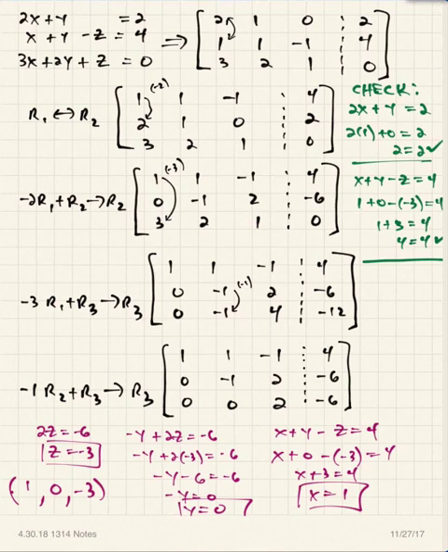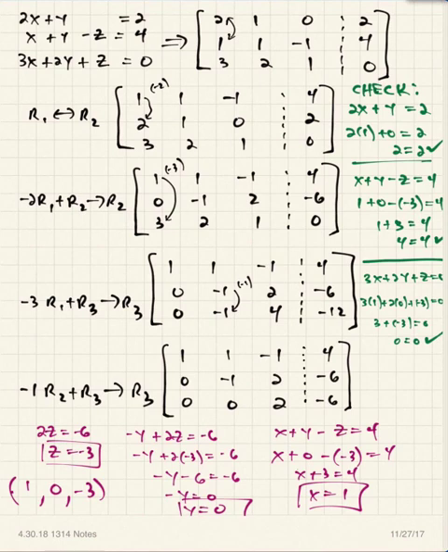So this last one would be 3x plus 2y plus z equals 0. So you get 3 times 1 plus 2 times 0 plus negative 3 equals 0. And sure enough, you get 3 plus negative 3 equals 0, or 0 equals 0. Check. So now I know I'm good. That's the ordered triple solution to the system.